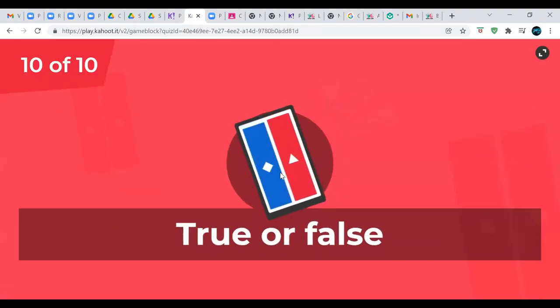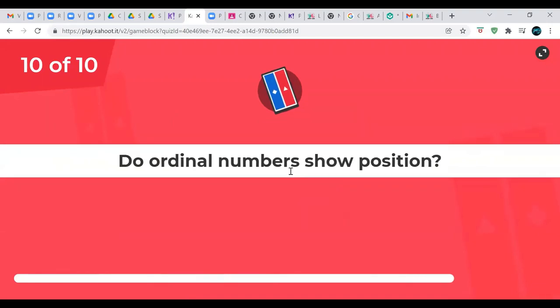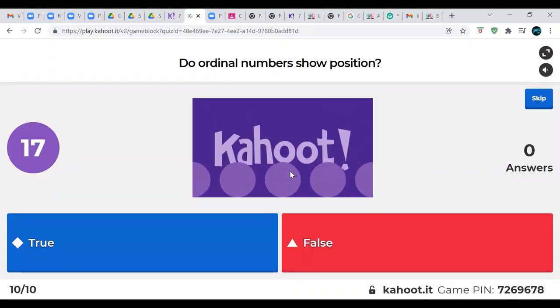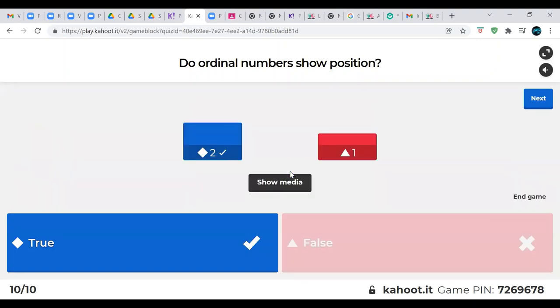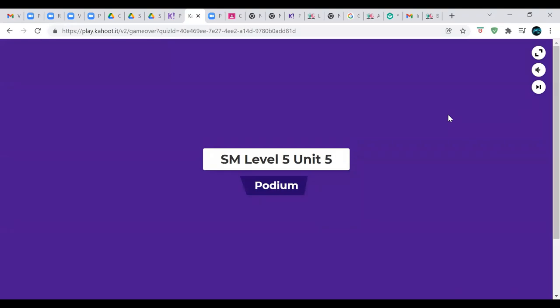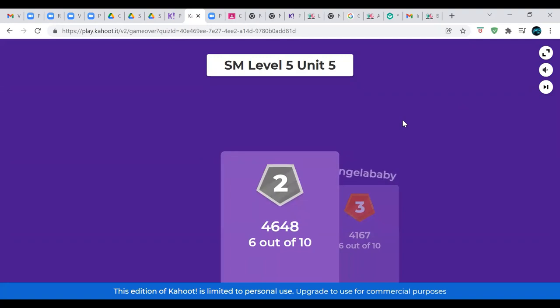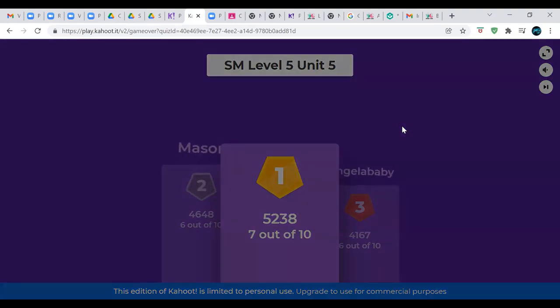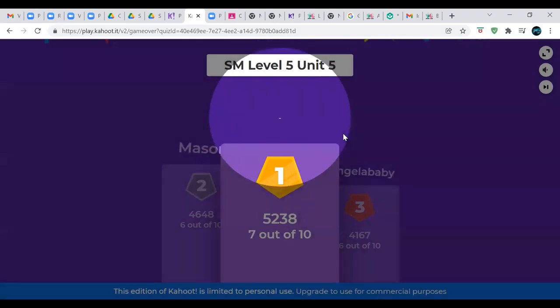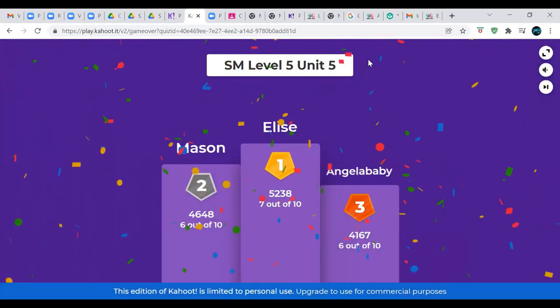Okay, last question. Nice job. Again, ordinal numbers show position or where something is, compared to just normal numbers that show how many. Good job, Angela. Good job, Mason. And good job, Elise. Okay.